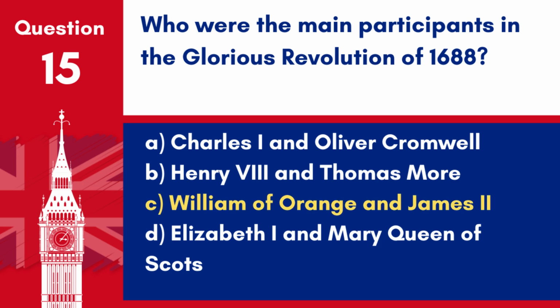Answer: C. William of Orange and James II. The Glorious Revolution involved William of Orange and James II, where William invaded England, leading to James' abdication.